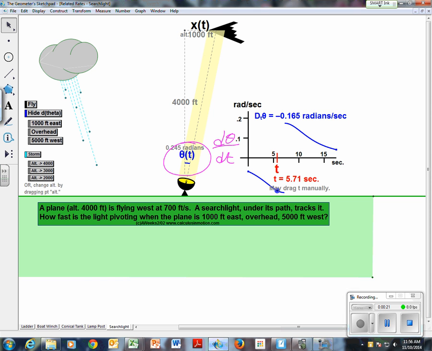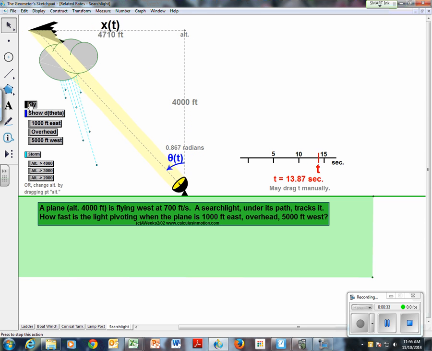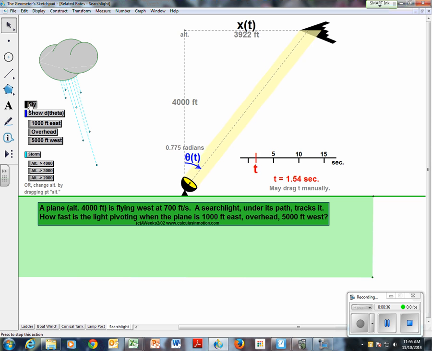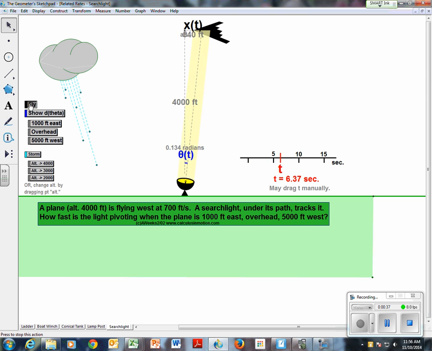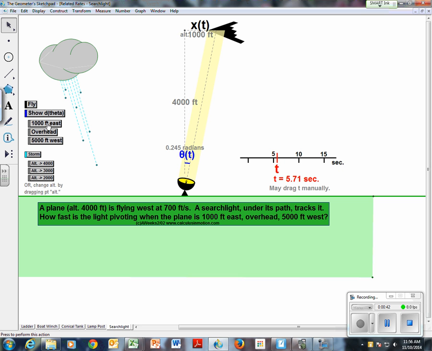Let me take you over to a file here. And this one is a nice demonstration. I'm going to hide that, but let's just watch the plane fly. So down below is this searchlight and it's tracking the plane. And here it comes, it's going from east over to west. And we want to know when it is 1,000 feet east of the searchlight, what is d theta dt.